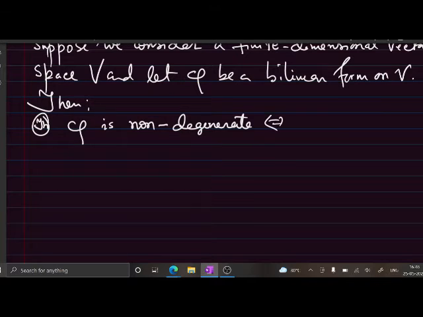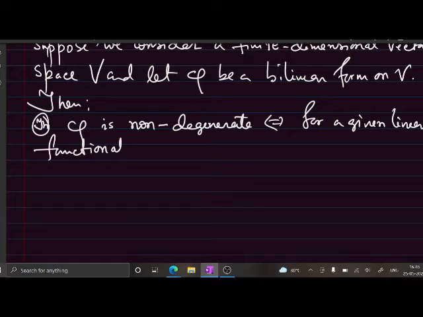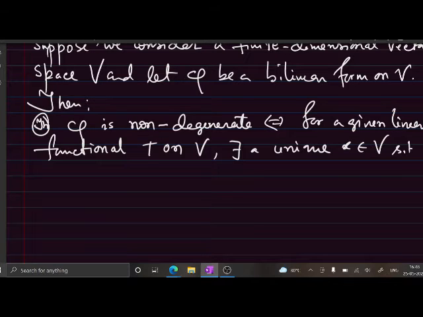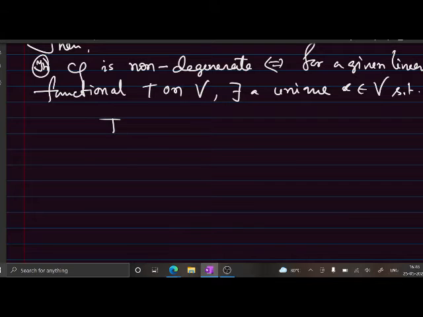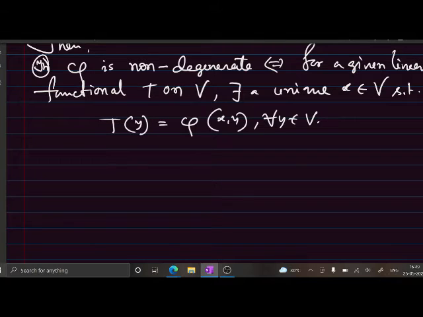if and only if for a given linear functional T on V, there exists a unique vector x belongs to V such that you can represent T as phi of x comma y for all y belongs to V. That is, T is actually the function phi x comma dot.